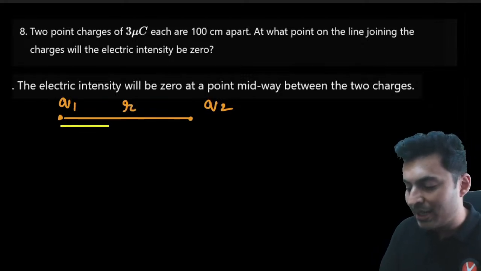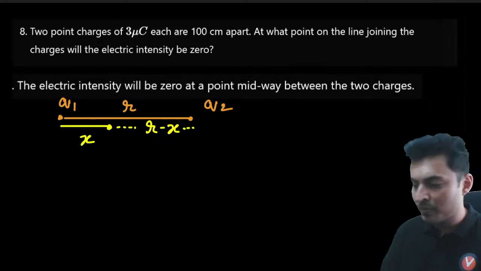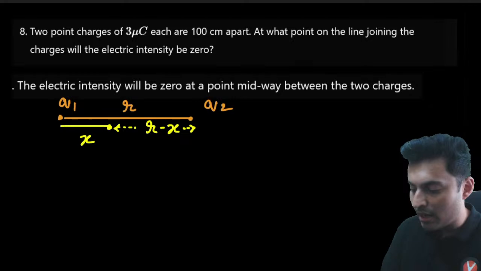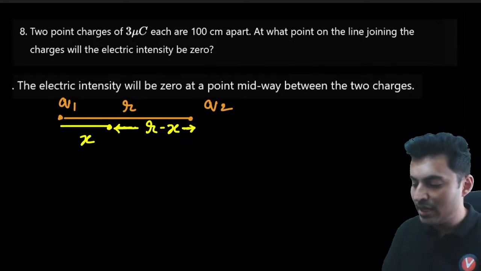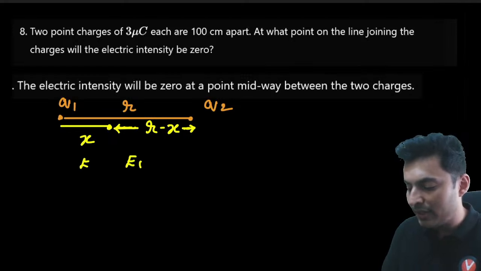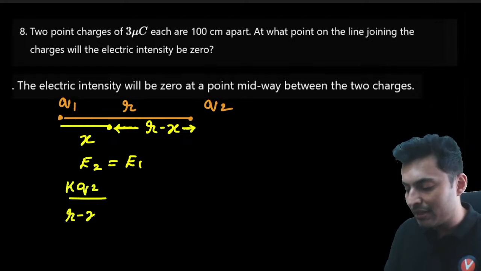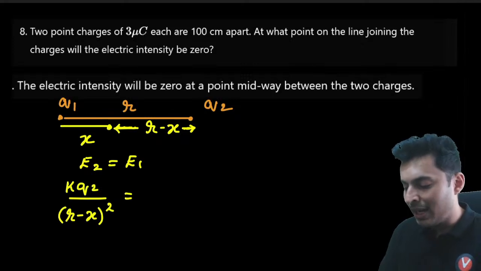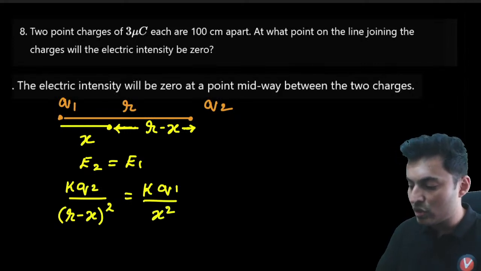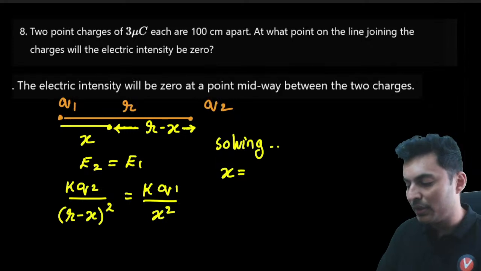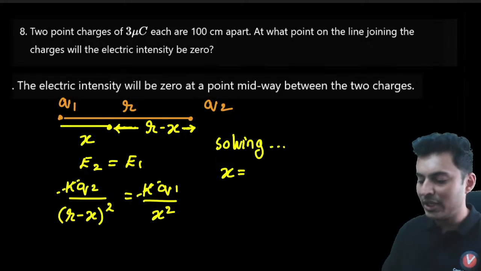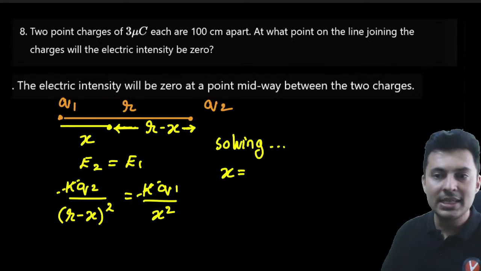You should remember this. Assume the field is zero at some distance X. So the remaining distance will be R minus X from the other charge. Correct? That is how it will be. So the electric field due to 1 and the electric field due to 2 both will be equal. Electric field due to 2 will be KQ2 divided by (R minus X) squared, because that's the distance squared. And electric field due to 1 will be KQ1 divided by X squared. K and K will cancel. Solving, you will get the value of X. Understood? K and K will definitely cancel. You can take roots on both sides and then you will get the final answer.